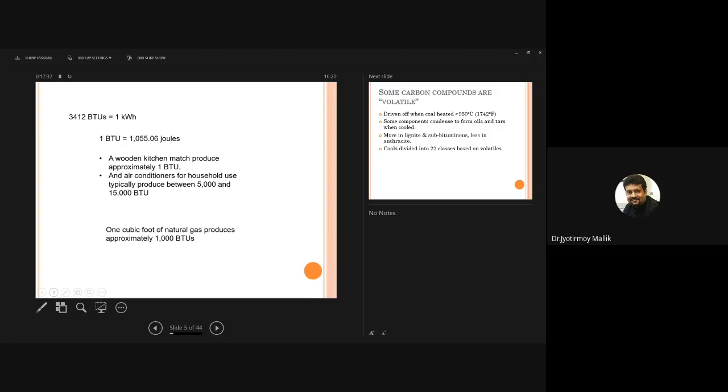So let us just look at a few of the units. So one British thermal unit is equivalent to 10 to the power 4 joules. Okay, and so if you want to understand what it means, one wooden kitchen match produces approximately one British thermal unit of energy.